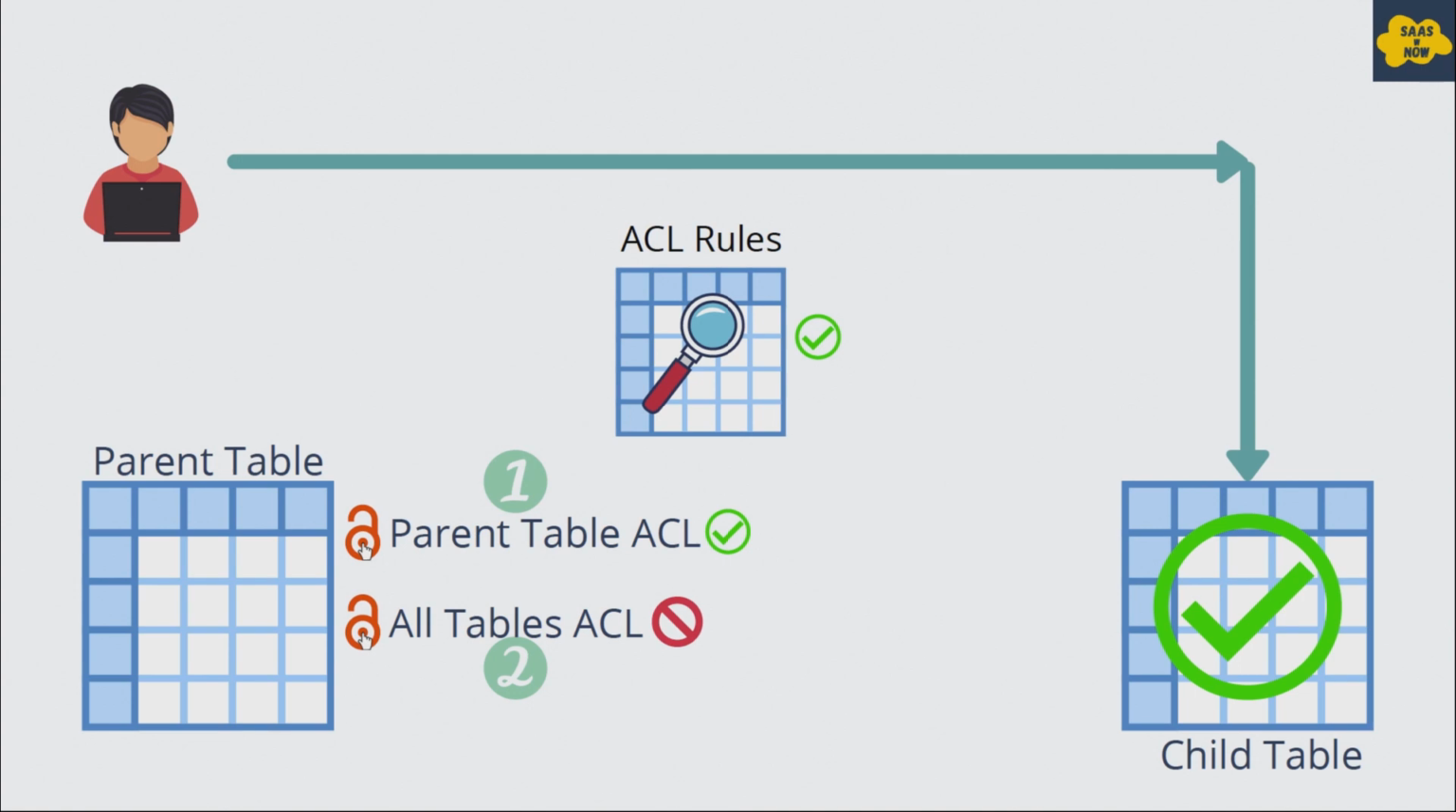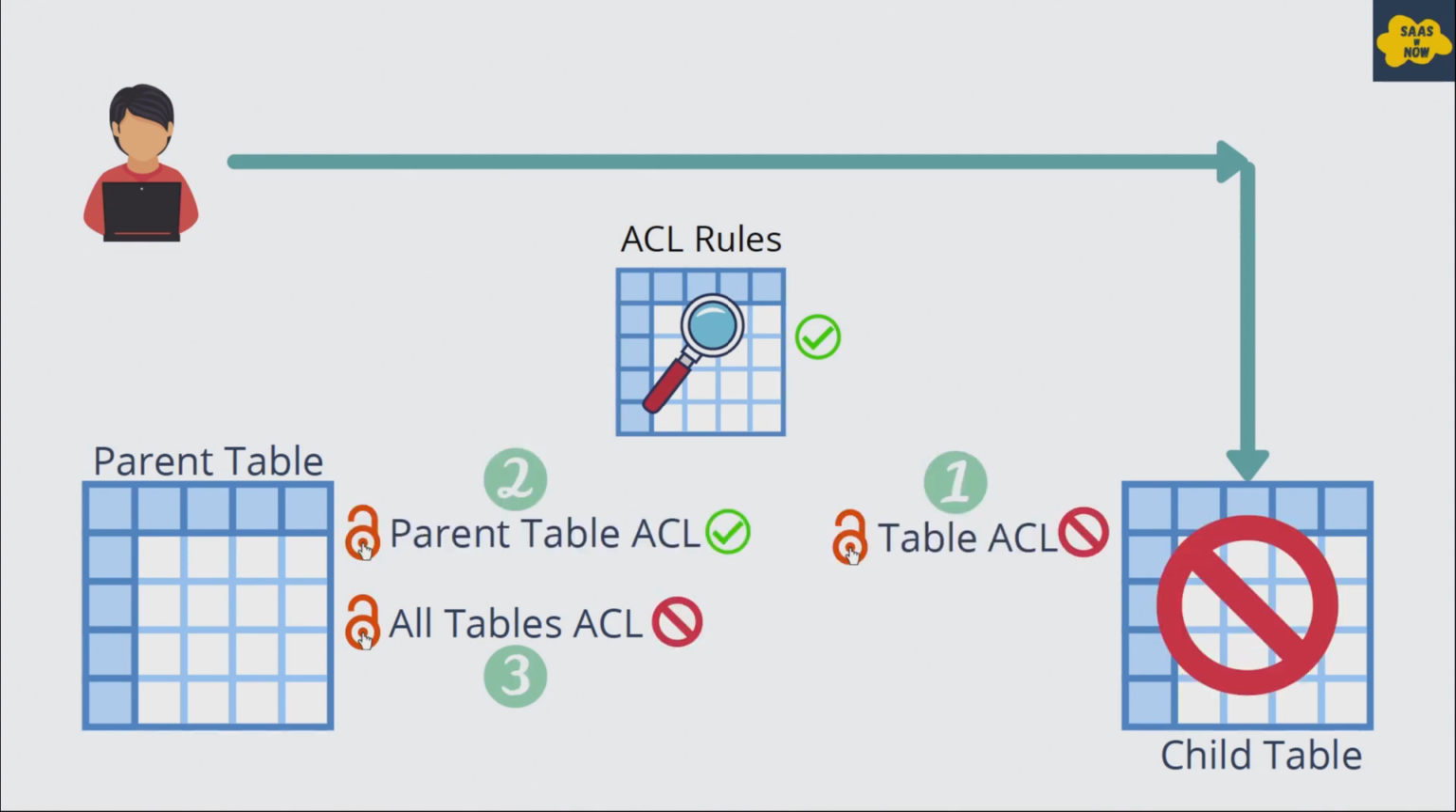And if all table ACL is found and it evaluates to true, so let's say we don't have child table ACL, we don't have parent table ACL. In that case, if all table ACL is found and evaluates to true, then user will have access to the table records.